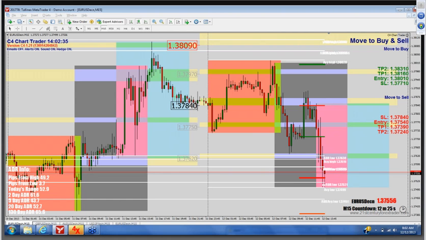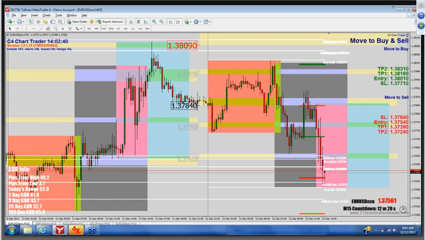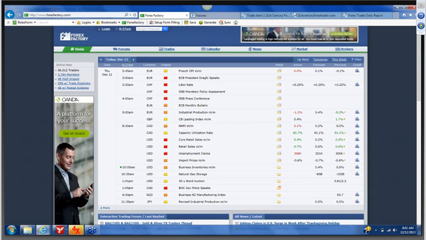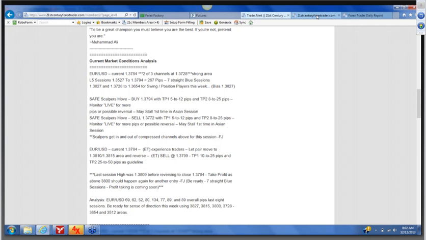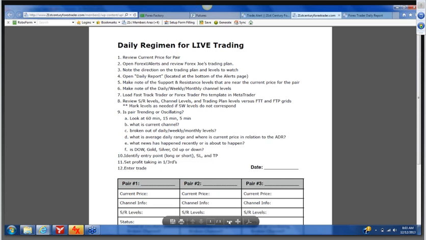So everyone should have a couple of things open. You should have open your trading terminal, which is here. That's probably number one. Number two, you should have our members area open. From our members area, we can get our daily trading regimen, which looks like this. That's available in the download section and under the schedule section, a couple of different places. So be sure to pick that up and have a copy of that. That's what we'll be working through today.